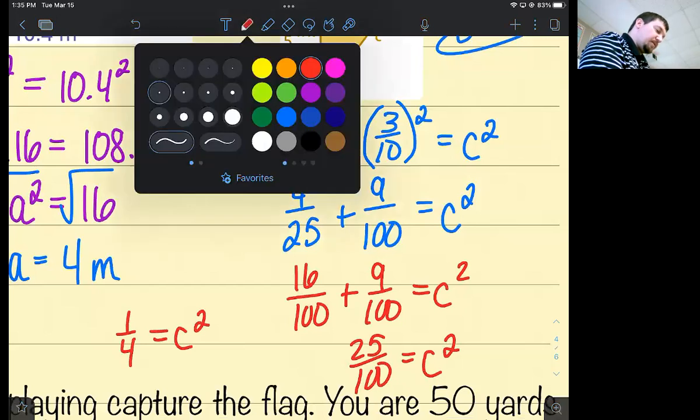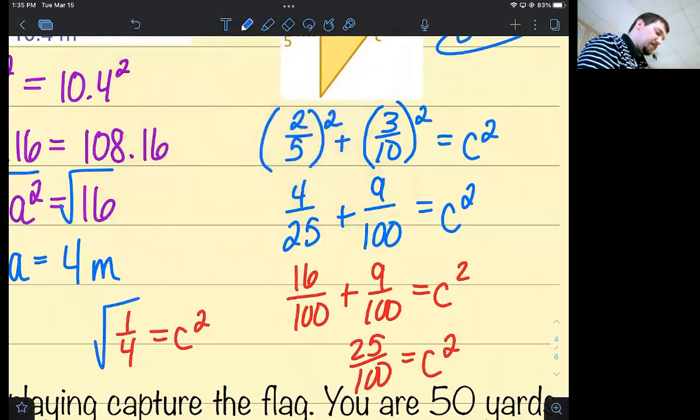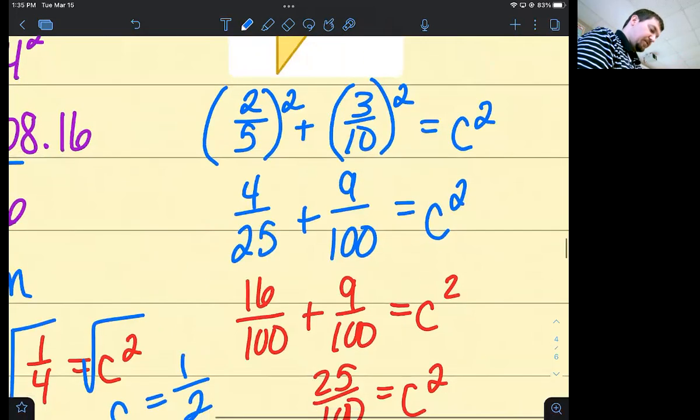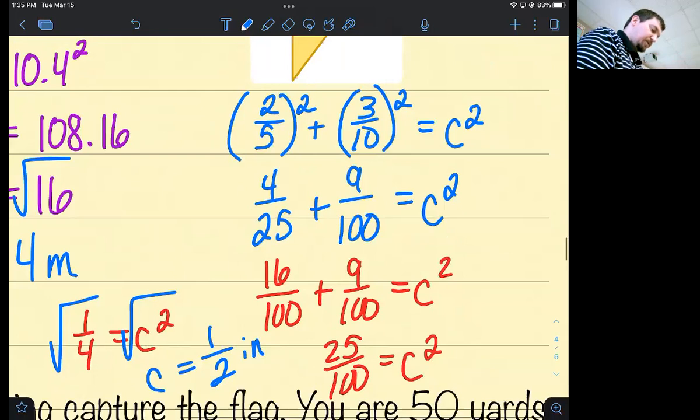Sorry, I'm writing all over the place. Now we're going to square root both sides. And as I just mentioned, square rooting a fraction is square rooting the top and the bottom of the fraction. What's the square root of 1? 1. And what's the square root of 4? 2. And we're in inches. So half an inch. Yeah, I like decimals better.